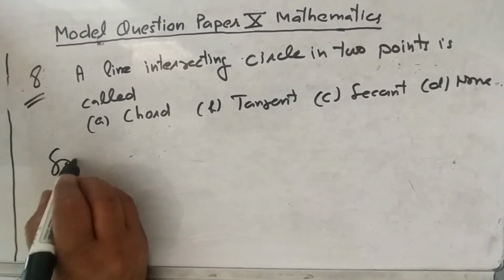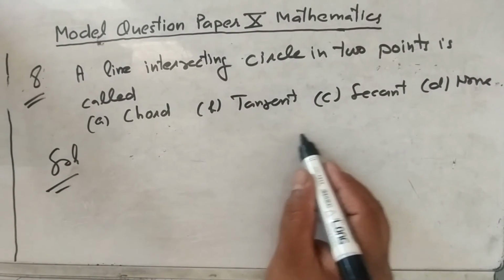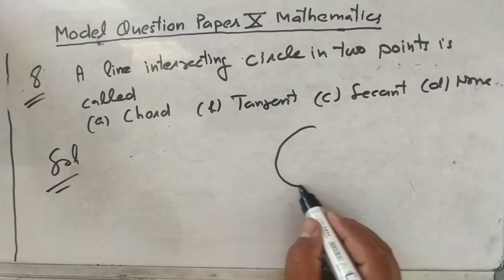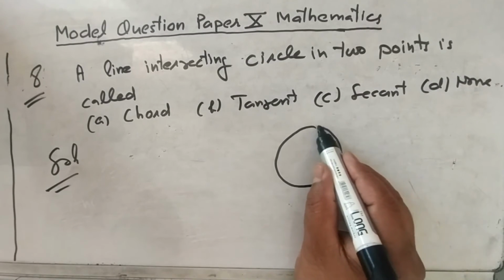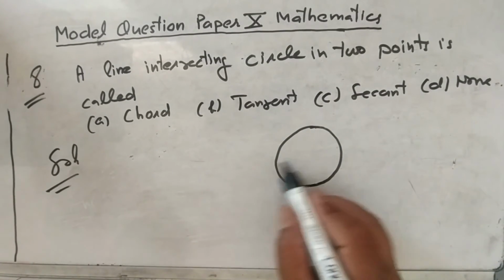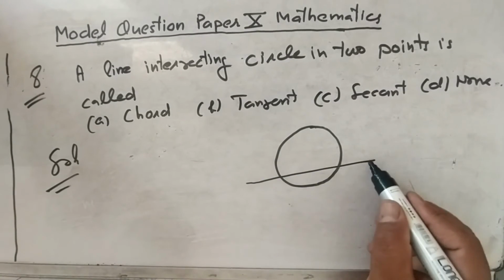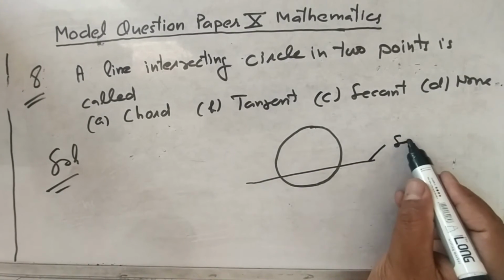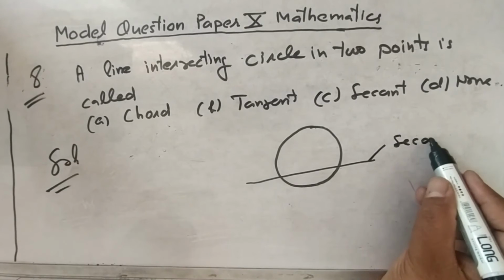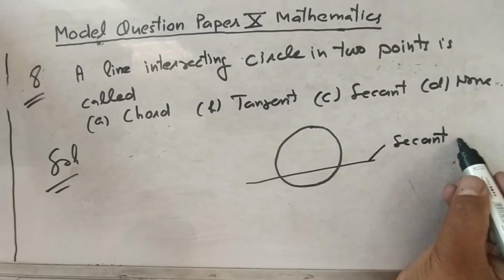So let us start with this question. See, children, you have a circle here. This is a circle. Any line which intersects the circle in 2 points is called a secant. Remember, that is called a secant line.